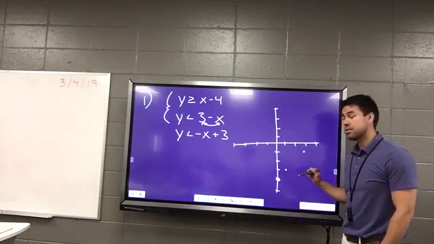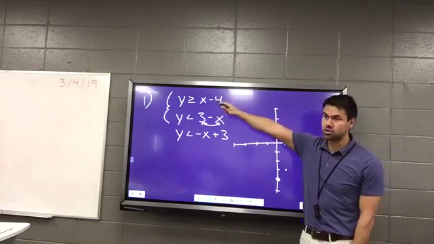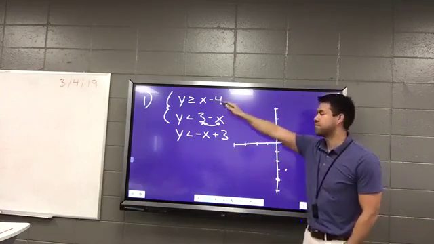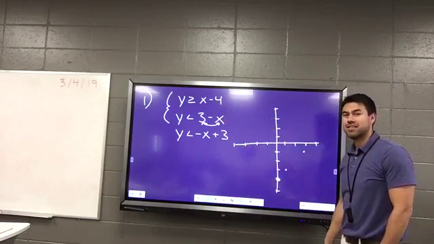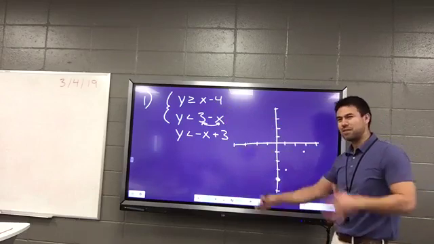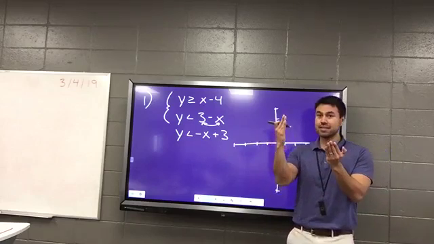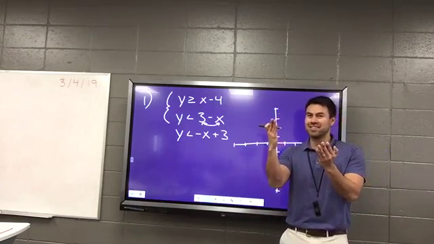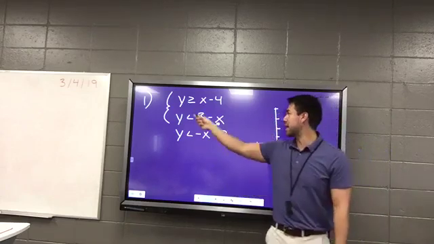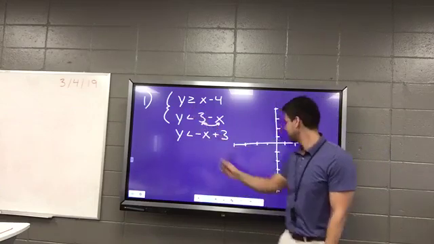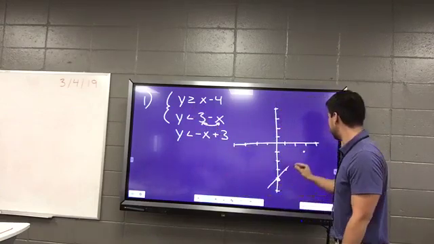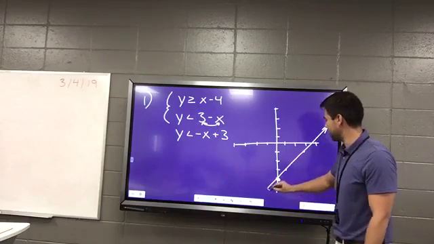Okay, how do you know it's dashed or solid? It's a 50-50 on this one, but which one do you say? Final answer. It's solid because it has the equal to sign. All right, solid it is.